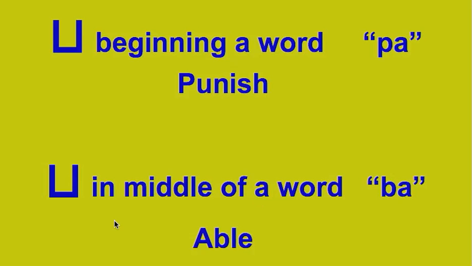If we remove the dot from this letter and the letter begins a word, then we get the pa sound, just like we learned in the previous lessons with the ma sound or the ta or da sound. This is the pa sound using that schwa sound, a. A good example in English is the word punish. But if this letter is in the middle of a word and follows a vowel sound, like in the English word able, we get a ba sound, like the English letter B.